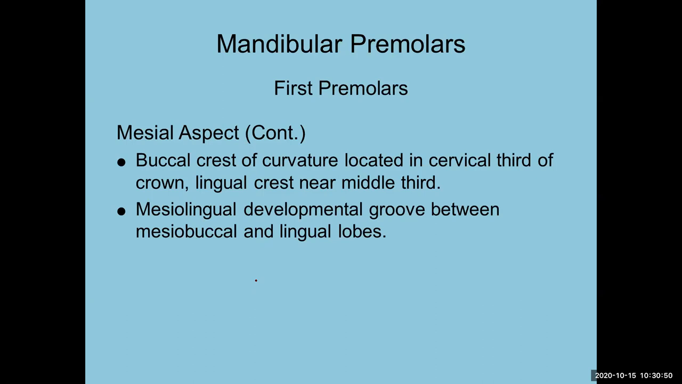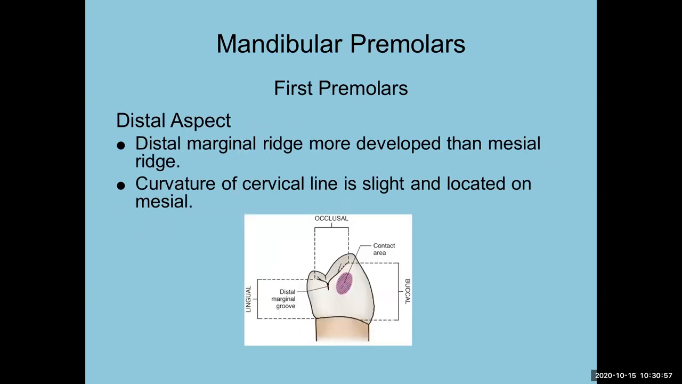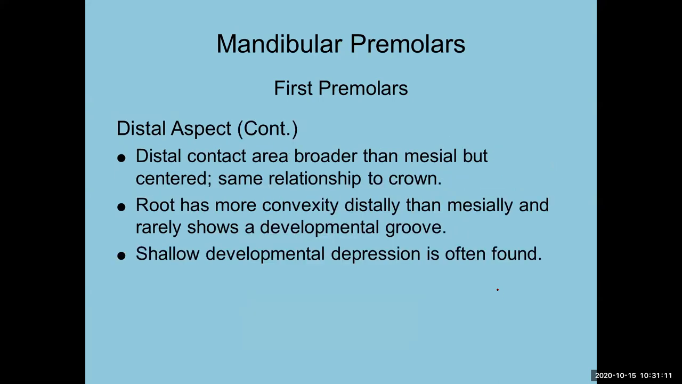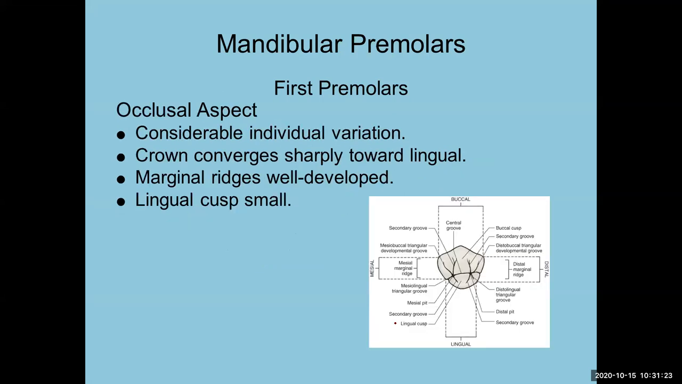The mesiolingual developmental groove between the mesiobuccal and lingual lobes can be present. So this would be the distal marginal groove that is present sometimes. The root has more convexity on the distal than it does on the mesial, and shallow developmental depressions are often found.